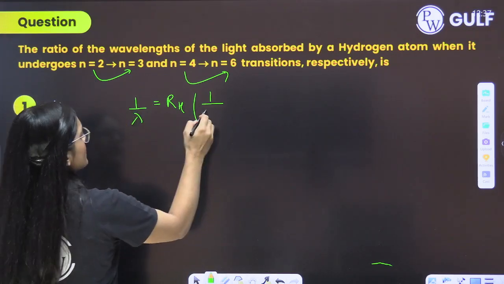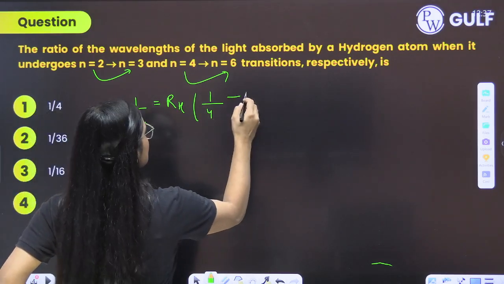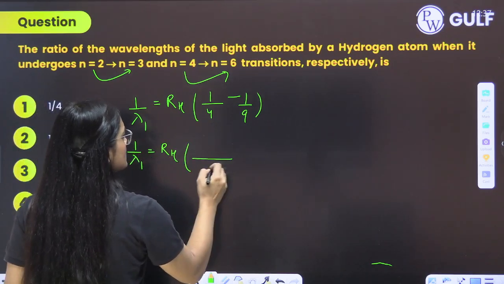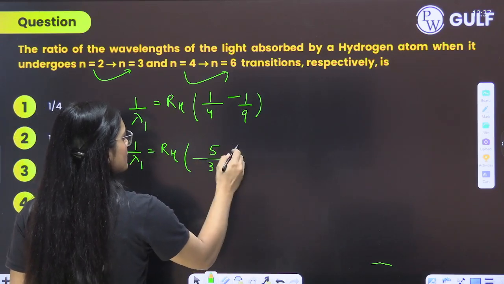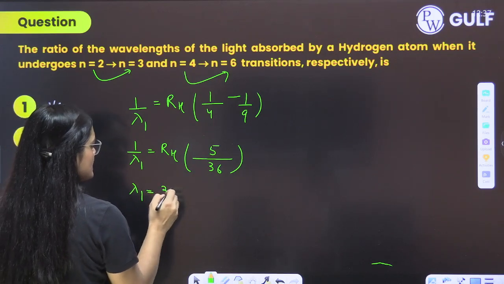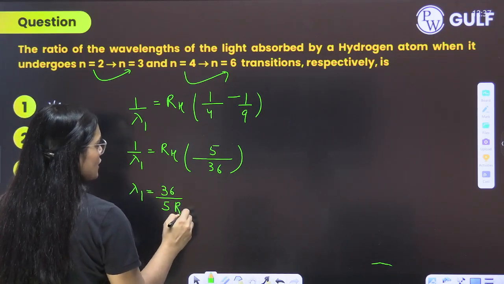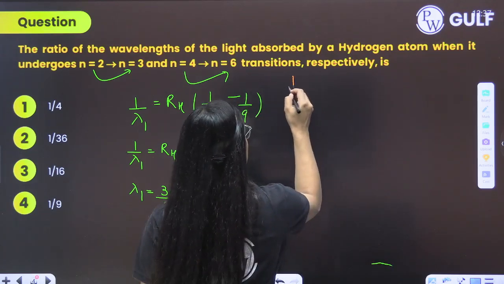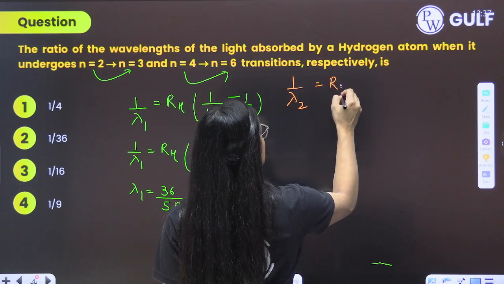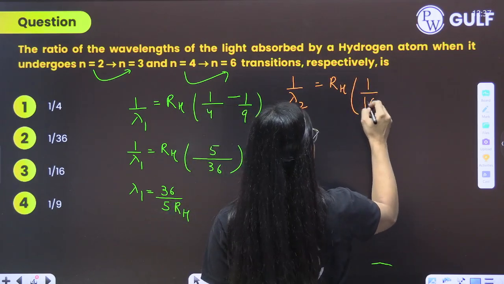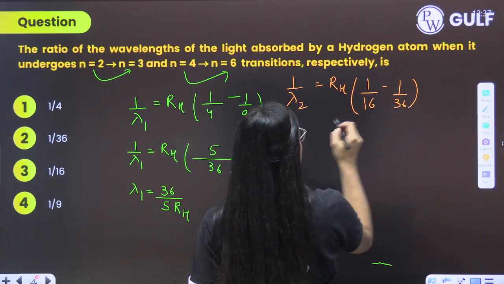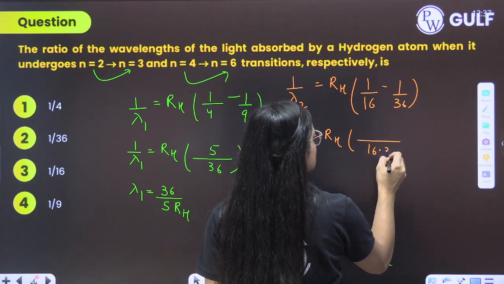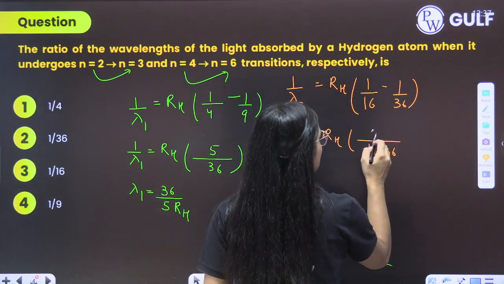So n1 square would be here 4, this is lambda 1, minus 1 upon 9. So you'll get 1 upon lambda 1 is equal to RH times 9 minus 4 upon 36, which is 5. So lambda 1 is equal to 36 upon 5 RH. Now if I talk about the second transition, 1 upon lambda 2 is equal to RH times 1 upon 16, that is 4 square, minus 1 upon 36, so 1 upon lambda 2 is equal to RH times 36 minus 16, which would be 20.